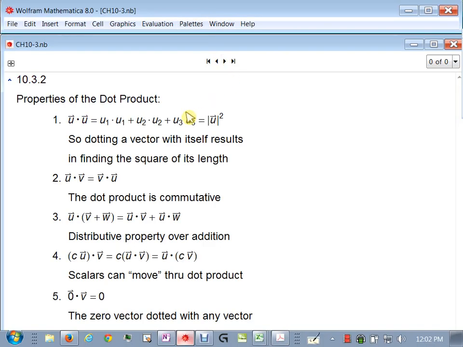So, some properties of dot products. If I take a vector U and dot it with itself, that means I'm doing U1 times U1, plus U2 times U2, plus U3 times U3. And that is equal to the magnitude of U squared. Why? Why is that?